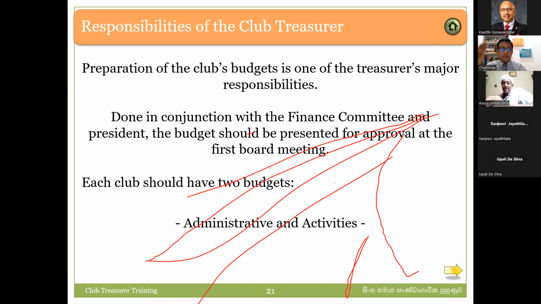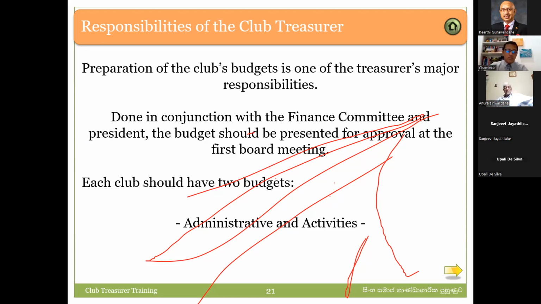You can't just think and do a budget. So it's done in conjunction with the finance committee and president. The budget should be presented for approval at the first board meeting of the club.